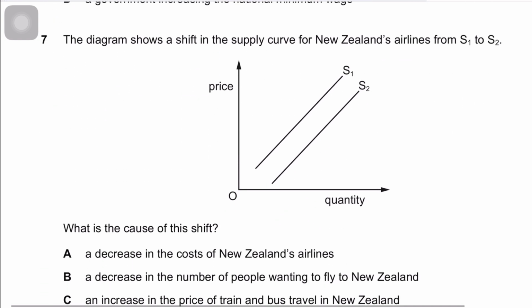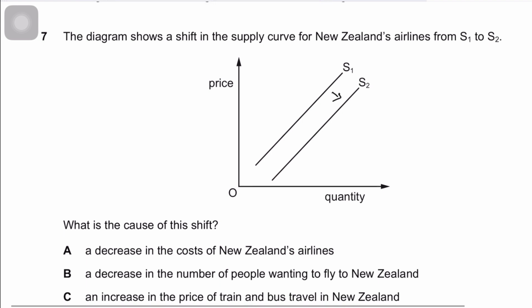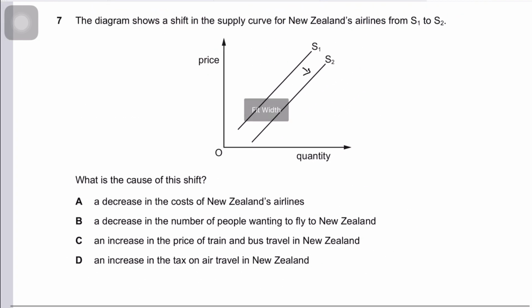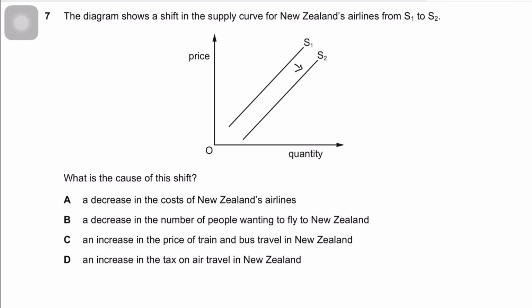Question number 7. The diagram shows a shift in the supply curve. The supply curve is shifting to the right. What is the cause of this shift? Definitely, the supply curve shifts to the right when the cost of production falls. So in that sense, A should be the right answer, a decrease in the cost.